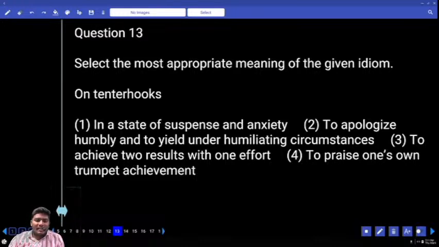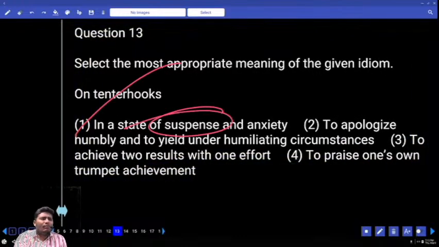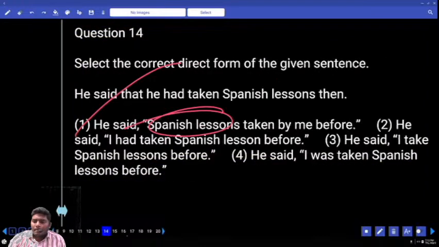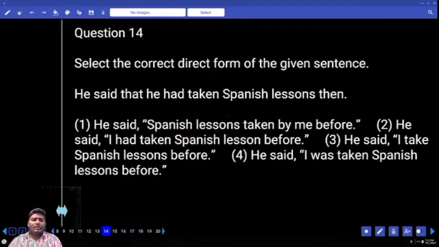Which one is correct? In a state of suspense and anxiety, to apologize humbly, to achieve two results with one effort, it is positive, not suitable. Praise one's own trumpet achievements. Which one is correct here? Suspense, doubtful, don't know what to do. Next, move to 14. Statement is in which speech?